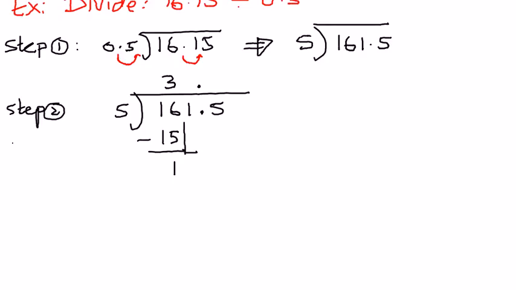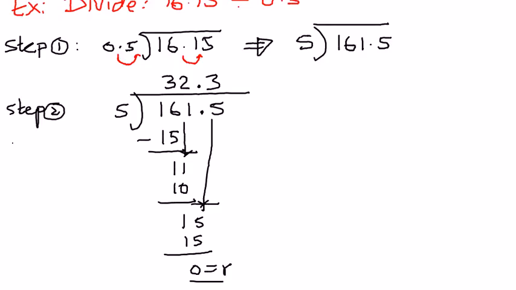So we can borrow this 1 here. So 5 times what number is equal to or less than 11? 5 times 2 is 10. So 11 minus 10 is 1. We can borrow the 5 here. So therefore 5 times what number is equal to or less than 15? 5 times 3 is equal to 15. Therefore the remainder here is equal to 0.